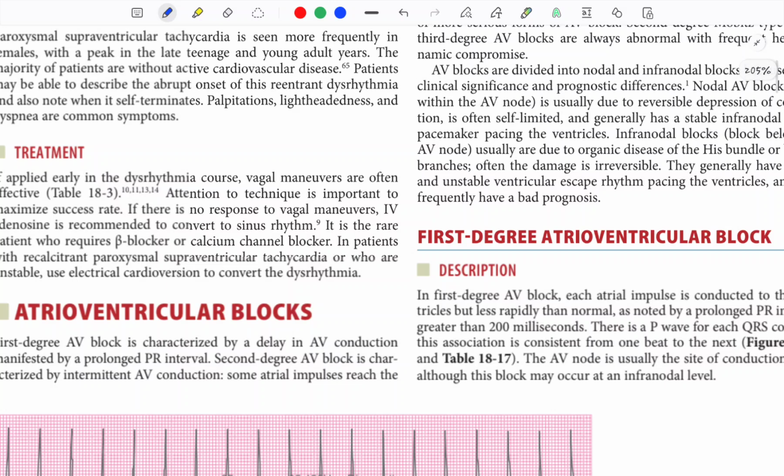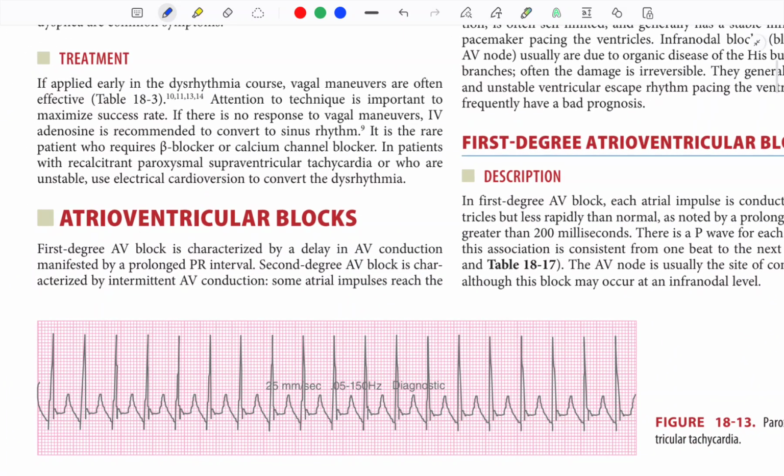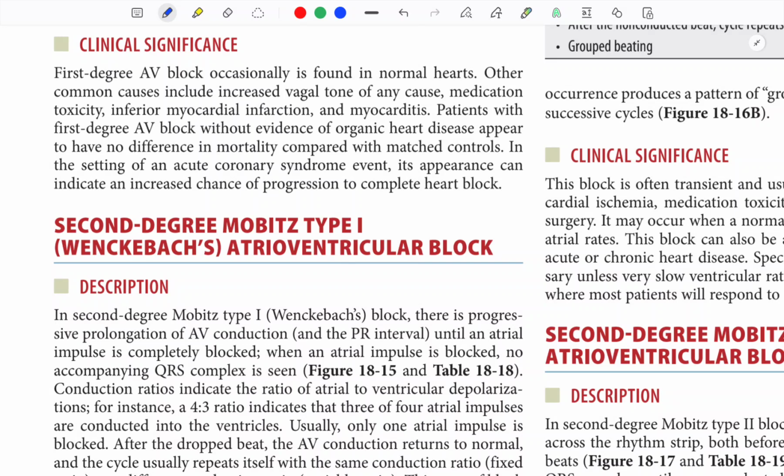In first degree AV block, there will be a prolonged PR interval, more than 200 milliseconds. Normal PR interval is 120 to 200 milliseconds. If it is more than 200 and it is fixed, it is a first degree AV block. First degree AV block can be normal.